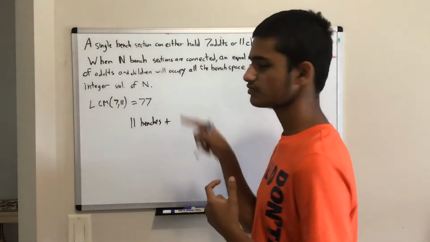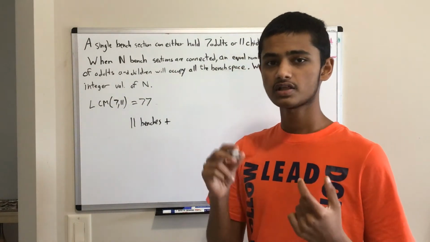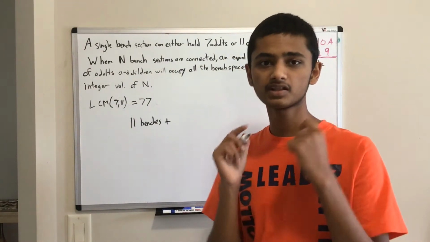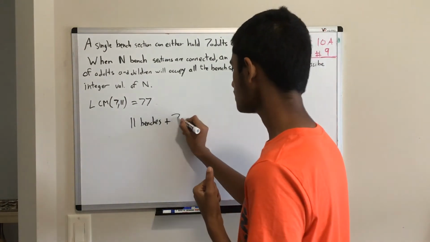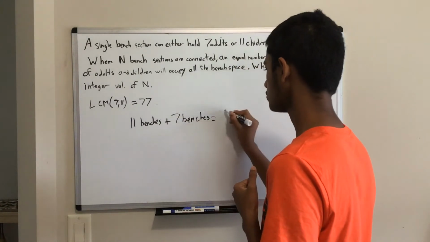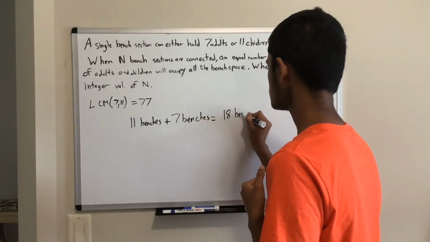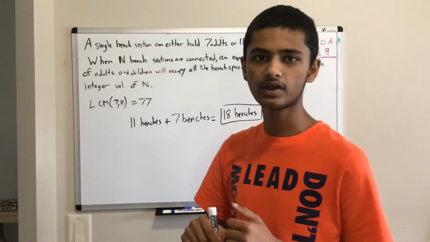And if there are 77 children, and 11 children can fit per bench, that means we must do 77 divided by 11 benches for the children. And 77 divided by 11 is simply just 7. So it leaves us with 11 benches plus another 7 benches, which is equal to a total of 18 benches, which is just basically what n is. This is our answer for n over here.